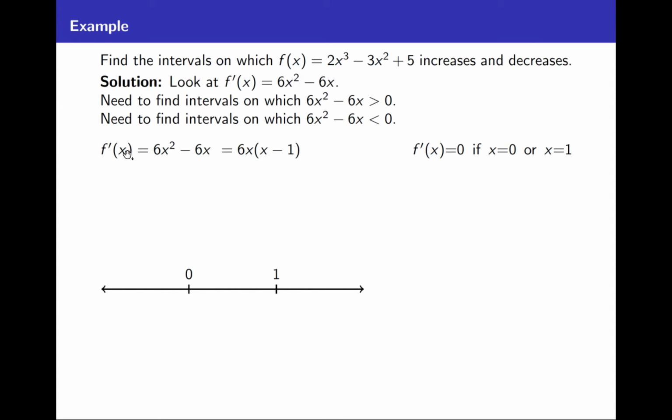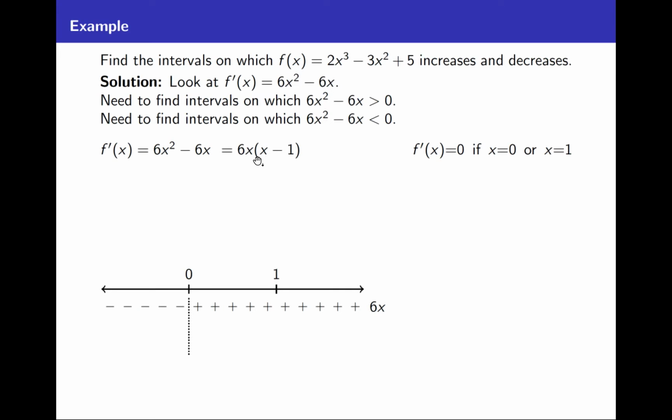Now we want to find the values of x that make f prime positive or negative. So what we can do is look at these two factors individually. Let's start with the 6x. The 6x is positive if x is greater than 0, and it's negative if x is less than 0. So we put positives and negatives on the number line here to indicate where this 6x is positive or negative.